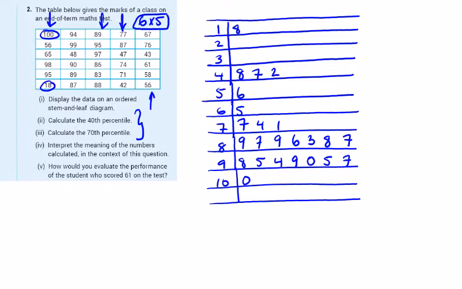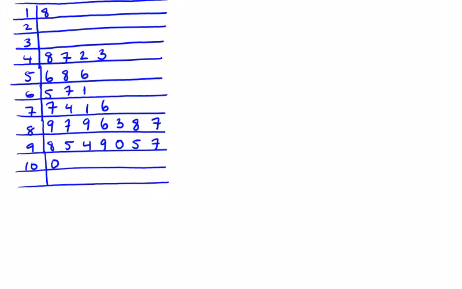I'll go from top to bottom: 67, 76, 43, 61, 58, 56. So that's my unordered stem and leaf, let's order it here beside it.